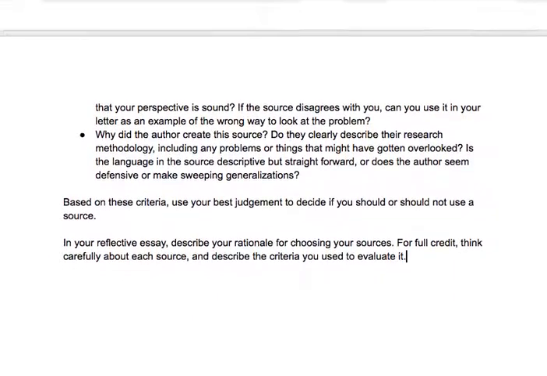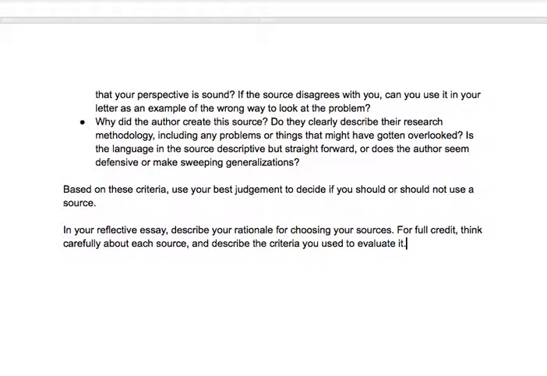If the source disagrees with you, can you use it in your letter as an example of the wrong way to look at the problem? Why did the author create this source? Do they clearly describe their research methodology, including any problems or things that might have been overlooked? Is the language in the source descriptive but straightforward, or does the author seem defensive or make sweeping generalizations?